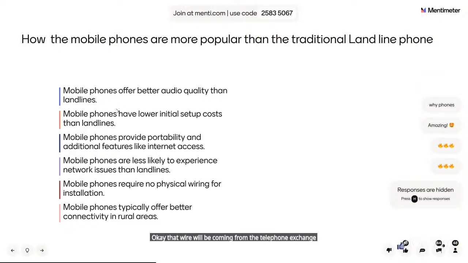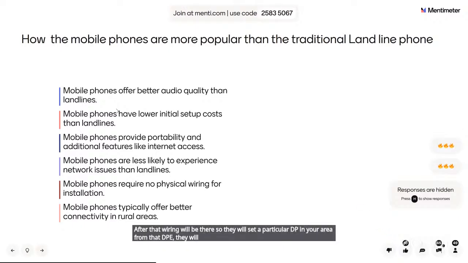After that, once the wiring is there, they will set up a DP in your area. From that DP they will provide a wiring connection to your house. They will take their setup and install it, so that will take around 10 to 15 days. But with a mobile phone, you just purchase a mobile phone and a SIM, and the next day it will be started.